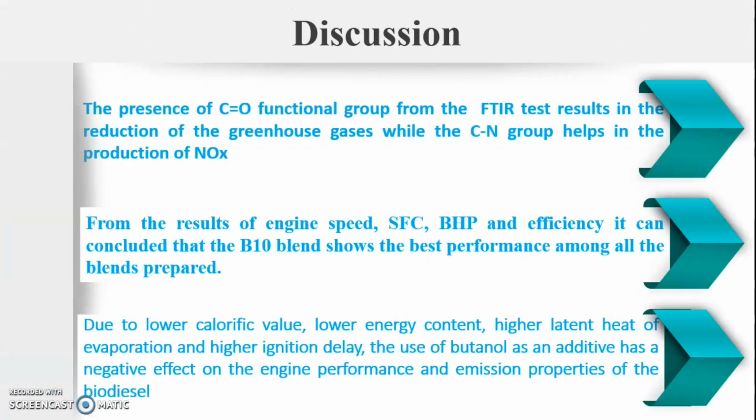Now for the discussion, it can be said that the presence of the CO functional group from the FTIR test results helps in the reduction of greenhouse gases, while the CN functional group helps in the production of NOx for the biodiesel. From the results of engine load, SFC, BHP and efficiency, it can be concluded that the B10 blend shows the best performance among all the blends prepared. Due to lower calorific value, lower energy content, higher latent heat of evaporation, and higher ignition delay, the use of butanol as an additive has a negative effect on the engine performance and emission properties of the biodiesel.